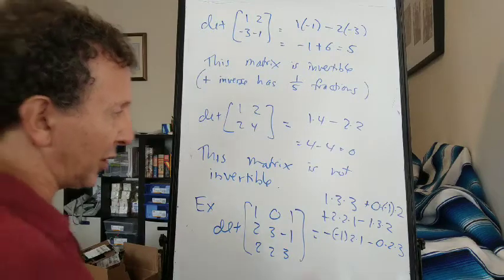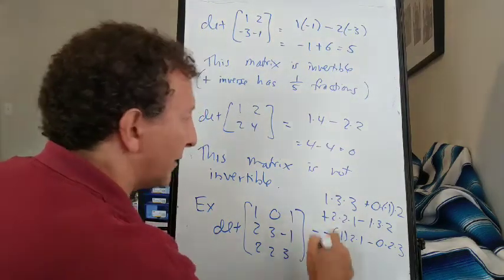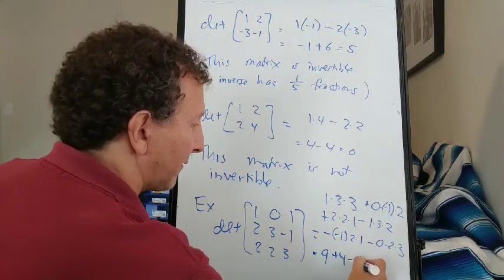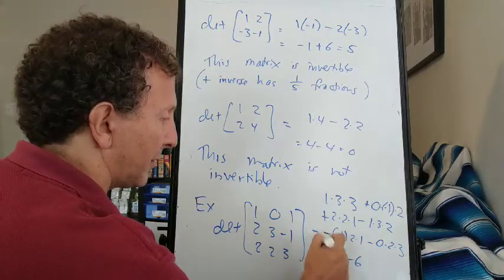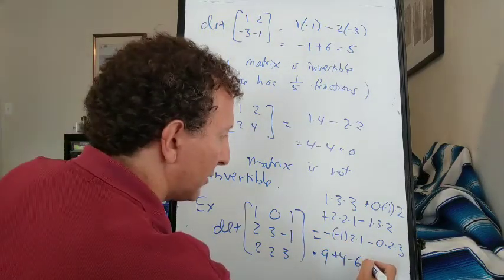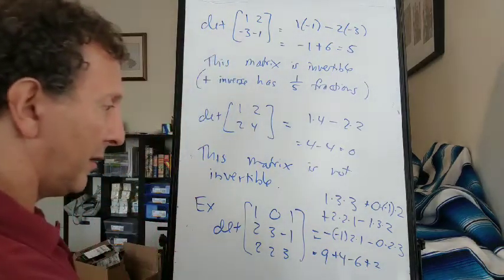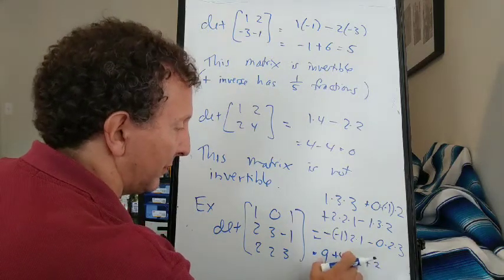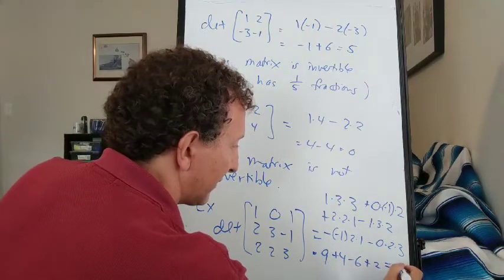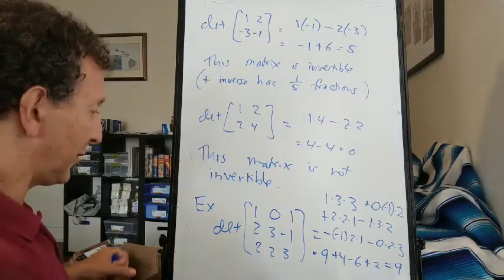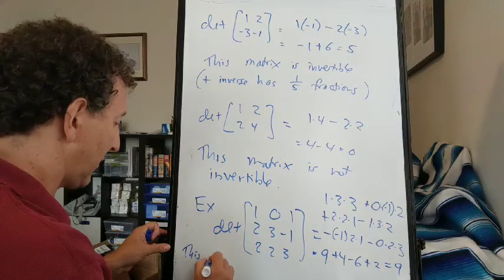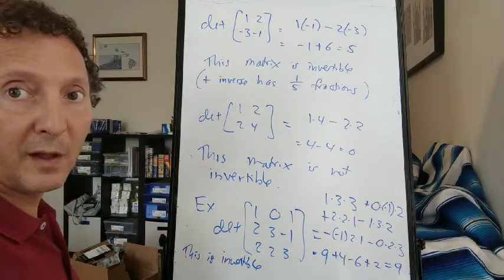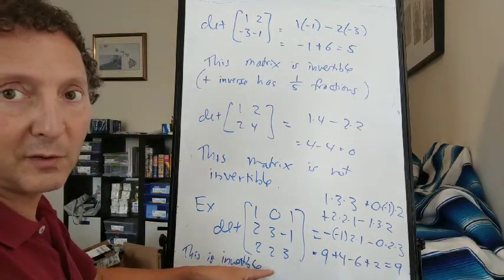So if we look at the non-zero terms here, we've got 9 plus 4 minus 6 plus 2, so that is 9 plus 6 is 15. Well, 9 plus 6 minus 6 is 9. So this matrix is invertible. And it's going to have 1/9 in the inverse.